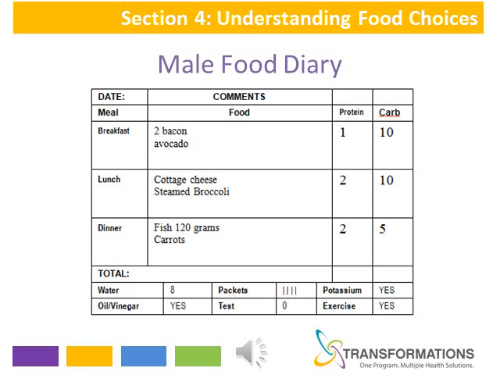As an example, they can have 2 pieces of bacon for breakfast as the 1 portion of protein and 140 grams of avocado for a total of 10 grams of carbs at breakfast. Then at lunch, males are allowed 2 portions of protein and 10 carbs, and for dinner, 2 portions of protein and 5 portions of carbs.